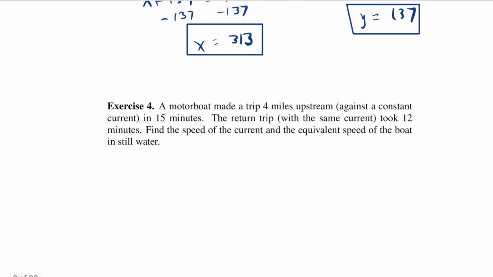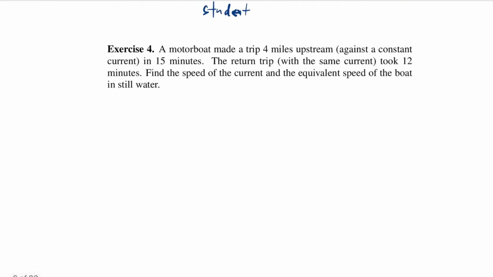All right, the last problem: a motorboat made a trip 4 miles upstream against a constant current in 15 minutes. The return trip with the same current took 12 minutes. Find the speed of the current and the equivalent speed of the boat in still water. Well, usually we use the units miles per hour when talking about speed of cars or boats or whatever. So we're going to write our answer in miles per hour.